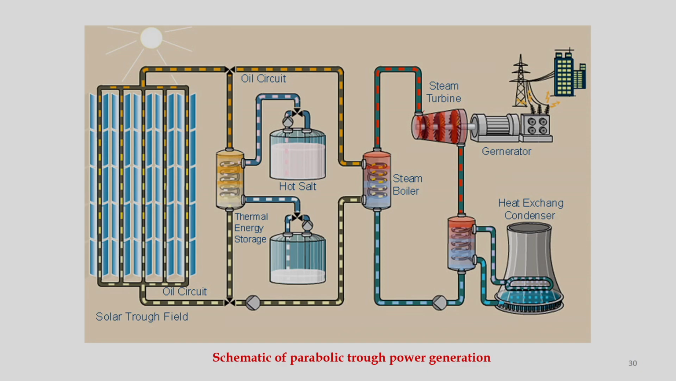This is nothing but water, and once water is evaporated, it is expanded in the turbine, and if we connect this turbine to a generator, we can generate electricity. And then some amount of heat is to be rejected in the condenser. Once we say condenser, this condenser is attached to this kind of cooling tower.